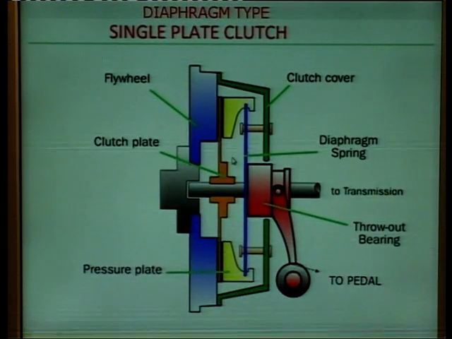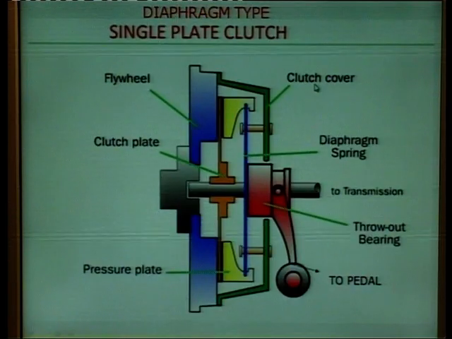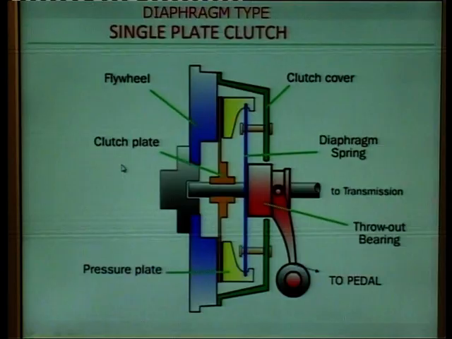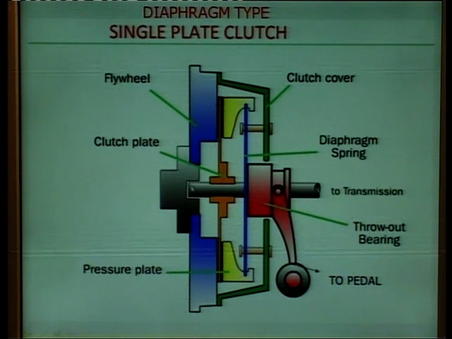This is the diaphragm spring, and this is the clutch cover, already explained, the two pedals, then the pressure plate, then the clutch plate, this yellow part, then the flywheel. This is from the engine, attached to the engine.